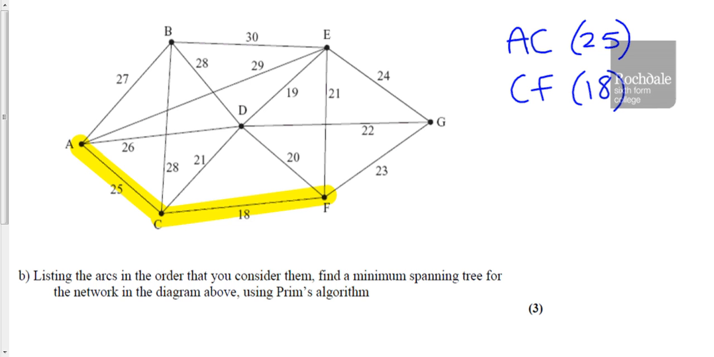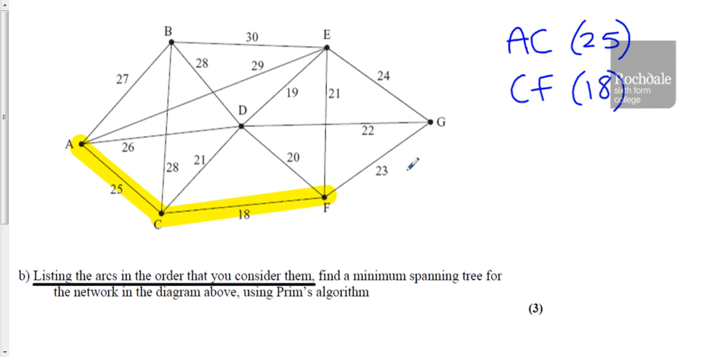I'm doing exactly what the question asks, listing the arcs in the order that you consider them. So AC was the first one to go in, CF was the second one to go in. There's no such thing as rejecting an arc in Prim's algorithm. We just list the ones that form the tree. Now I am showing which ones I consider, which ones I could choose, so I always just choose the smallest and write that one down next.